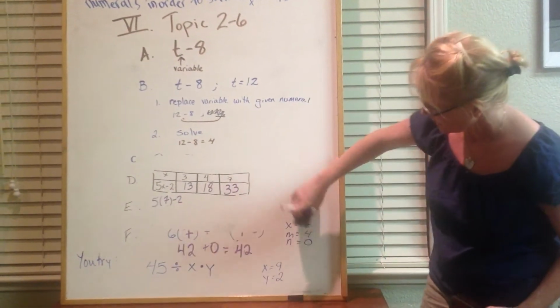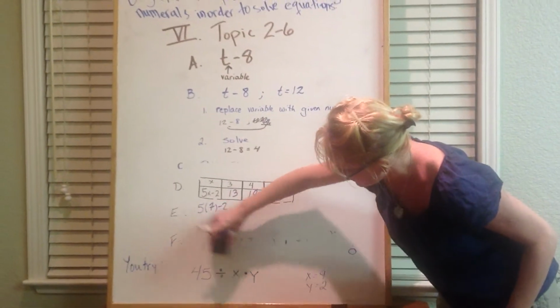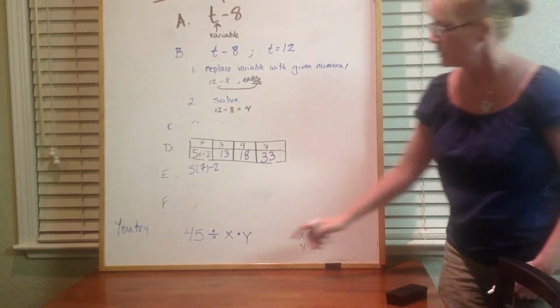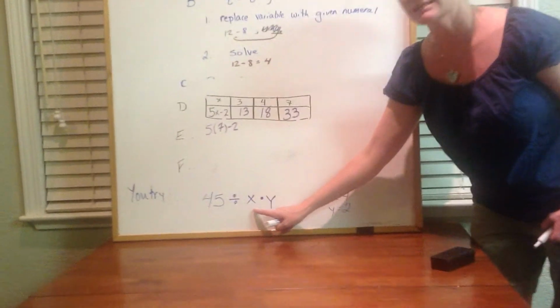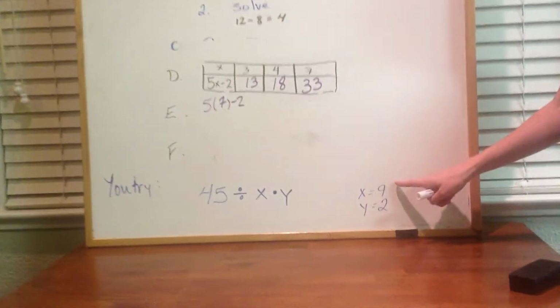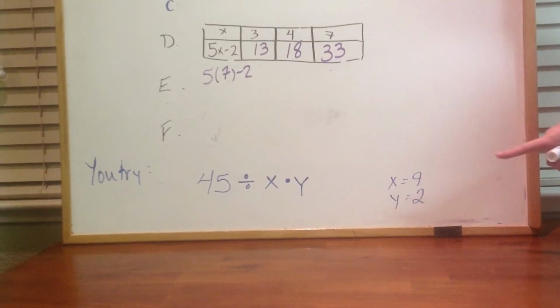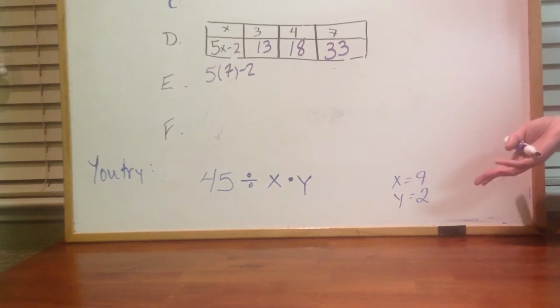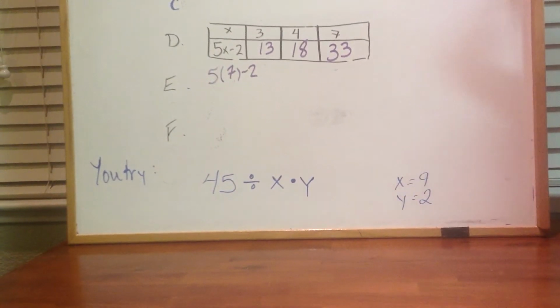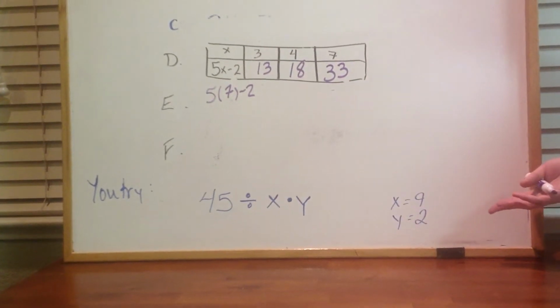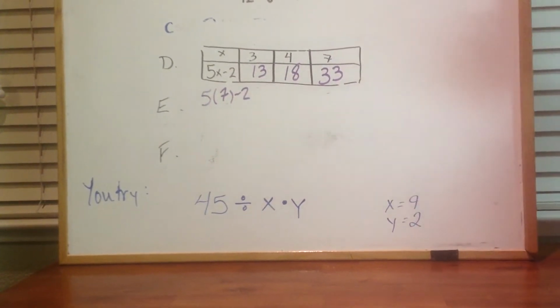So the last one I want you to try on your own. I'm going to give you a minute to do it, and then I'm going to tell you the answer. 45 divided by x times y, where x equals 9 and y equals 2. So I want you right now to write down the problem. I want you to replace the variables with the numerals, follow the order of operations, moving left to right, and then write down the answer. I'm going to tell you what it is in like 10 seconds.